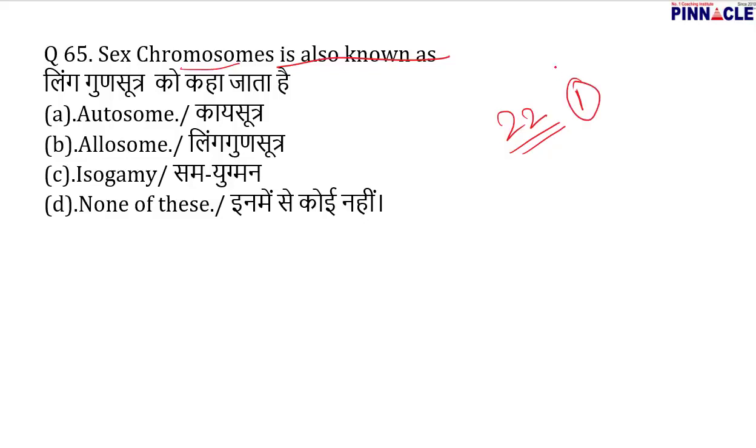But there is one pair which is different in male and different in female, and this is the pair which helps us to determine the sex of a person, of an organism. That particular chromosome is said to be the sex chromosome, and it is also known by another name, allosome. In case of male, the sex chromosome is XY, and in case of female, it is XX. X and Y are the two types of sex chromosome. So always remember that sex chromosomes are also known as allosomes, which help us in determining the sex of a person. So question number 65, B is the correct option.